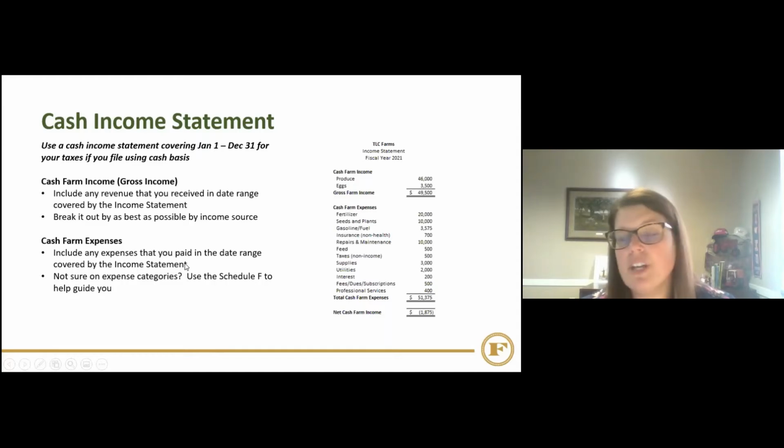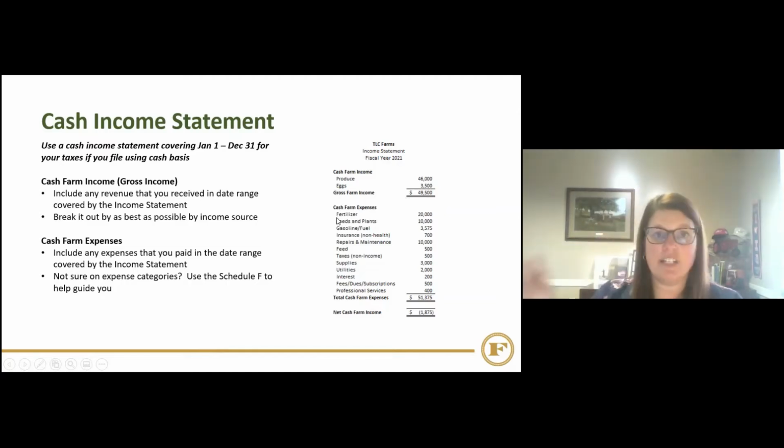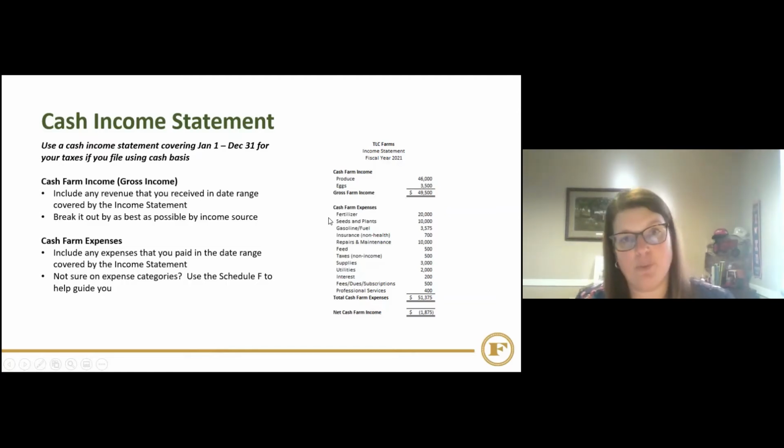So this is what it looks like over on the right here. TLC Farms is what we'll be using for our example. They made $46,000 from produce sales and $3,500 from egg sales this year. And they have gross farm income of $49,500. I pulled these expense categories right from the Schedule F of the tax return. So it's just real easy for TLC Farms to take this and give it to their tax accountant.